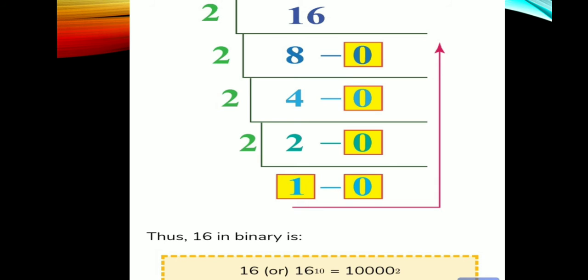Now I should write down the result. Here how to write the result matters. So you should write the results from bottom to top. So 16 to the base 10 is equal to 1 0 0 0 0 in binary. So in binary, how is the number 16 represented? 1 0 0 0 0. You should pronounce it as one zero zero zero zero, okay, because it's a binary number.